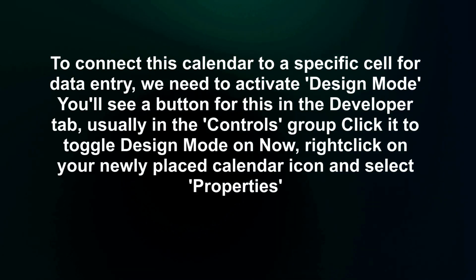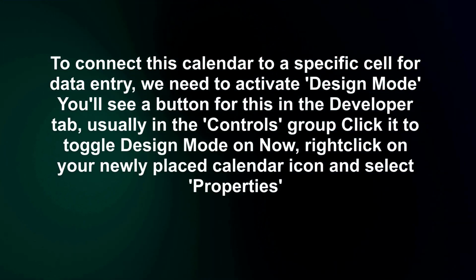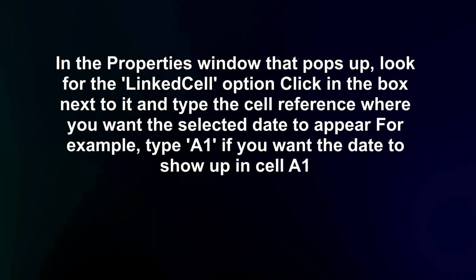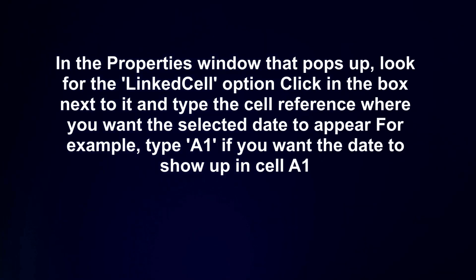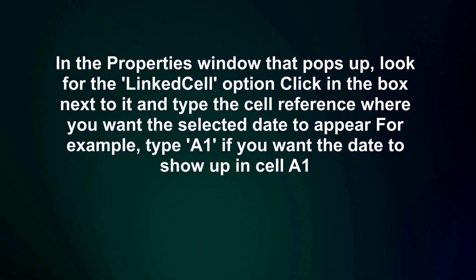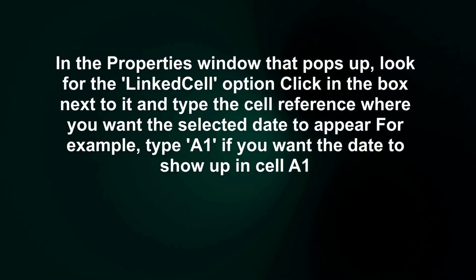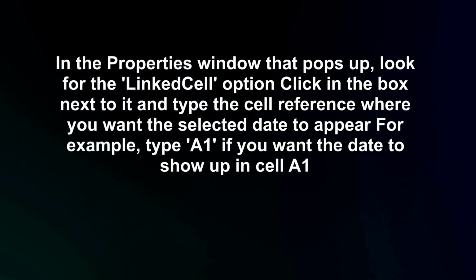Now, right-click on your newly placed calendar icon and select Properties. In the Properties window that pops up, look for the Linked Cell option. Click in the box next to it and type the cell reference where you want the selected date to appear. For example, type A1 if you want the date to show up in cell A1.